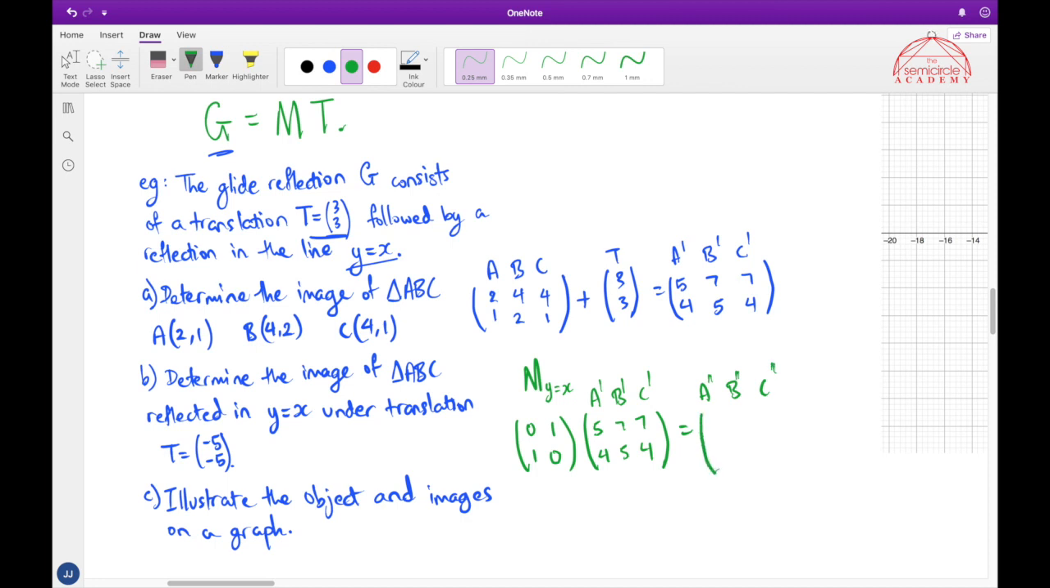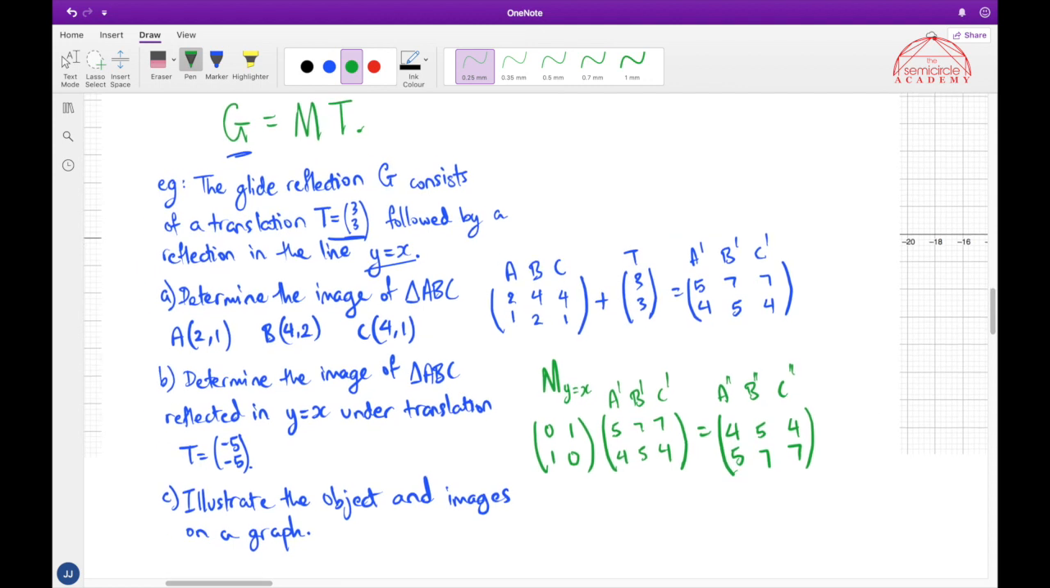Now, take a minute, do this matrix multiplication, and then press play for the answer. So, hopefully you did this, and you should have gotten 4, 5, 5, 7, and 4, 7. So you could see that it just kind of flipped it.